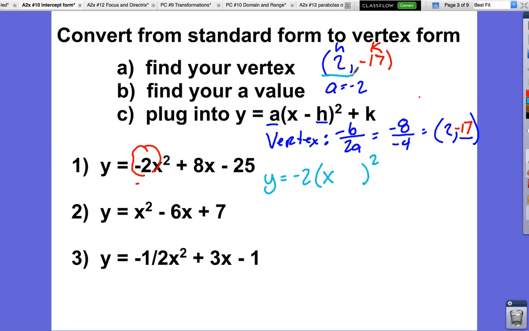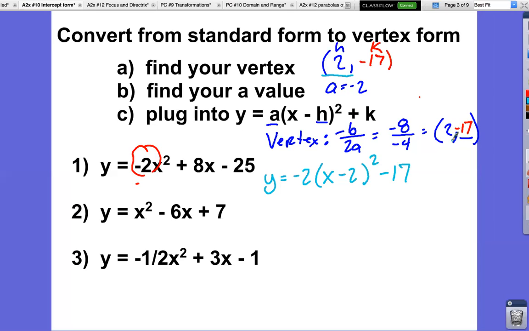My h value is 2, so what goes in my parentheses? Plus 2 or minus 2? X minus 2. Perfect. And my k value is negative 17. It stays how it is. Pretty simple. Find your vertex, find your a value, and go.